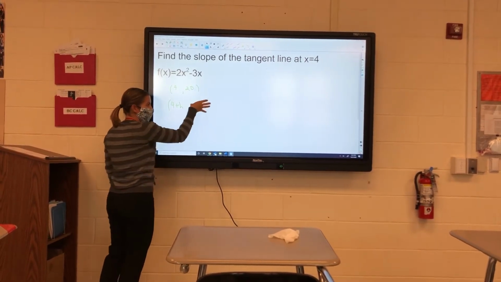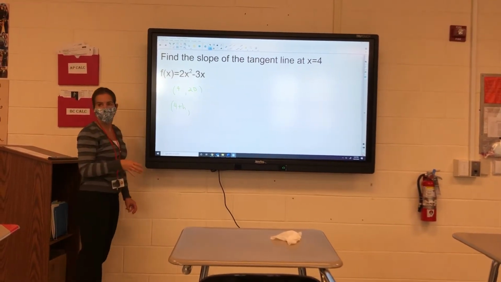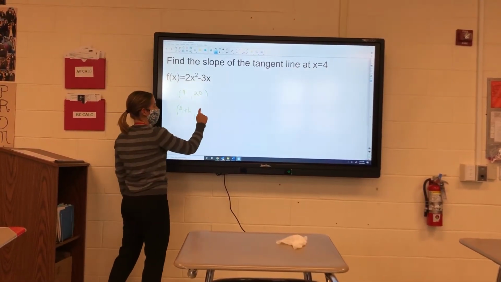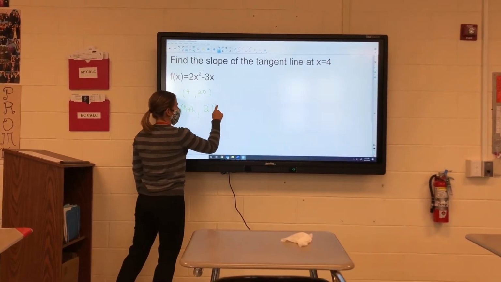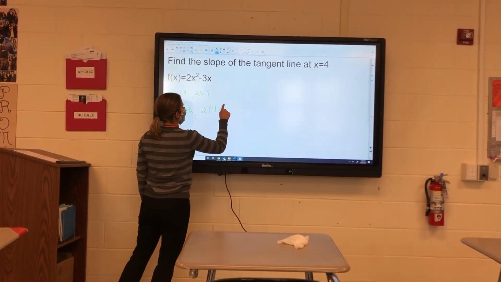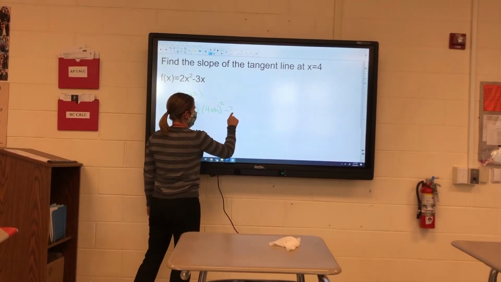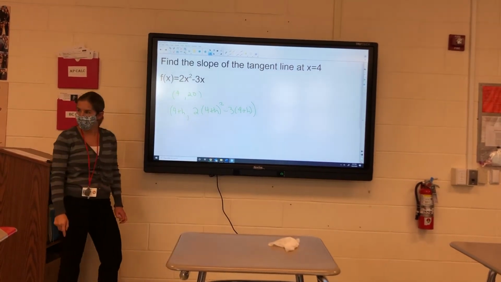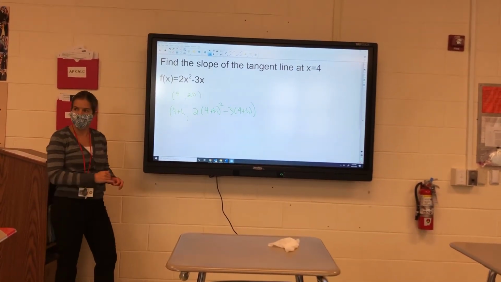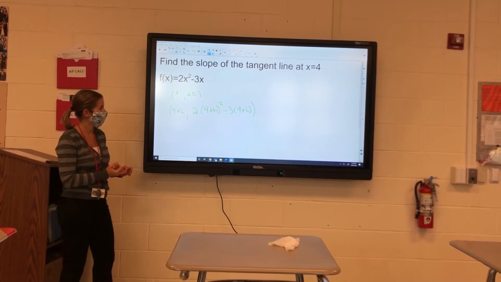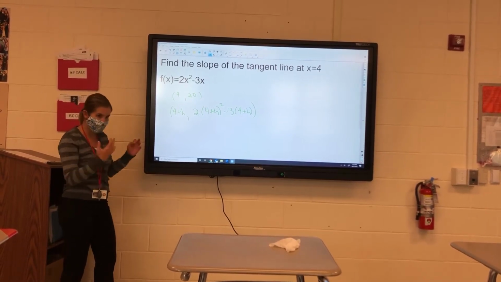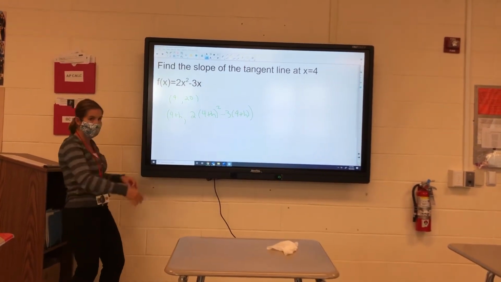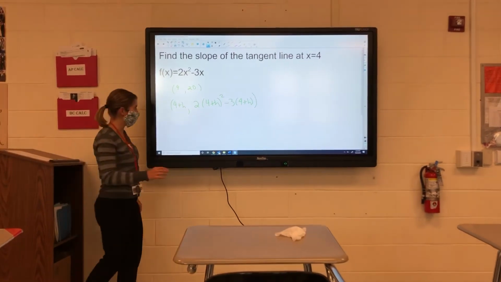And now what will the y value be? F of 4 plus h. So I'm just going to plug it in right now. This is 2 times (4 plus h) squared minus 3 times (4 plus h). Does that make sense? All right, so now what should we do? Yeah, let's FOIL this whole thing out. So why don't you guys try to FOIL it out?